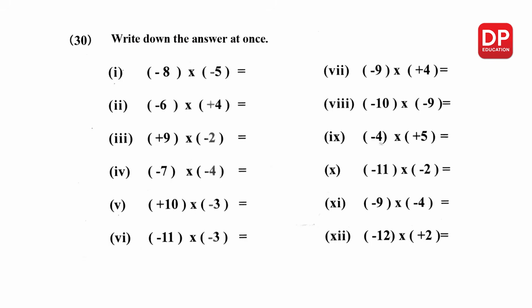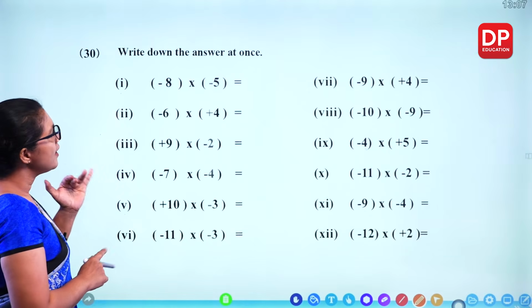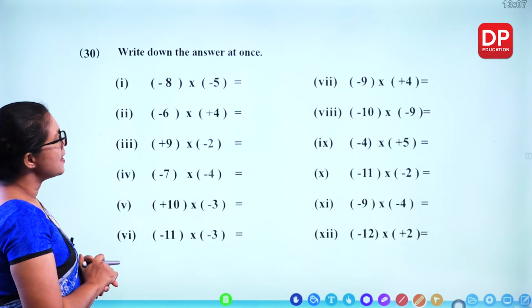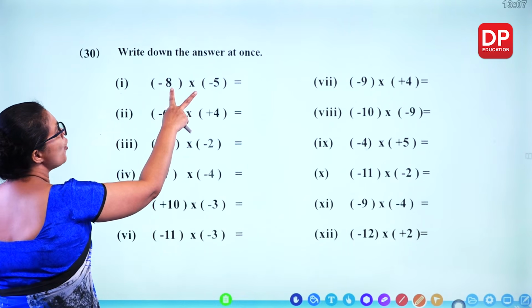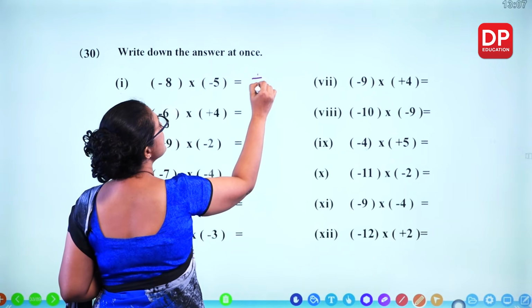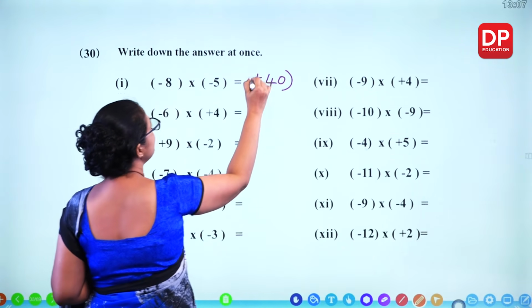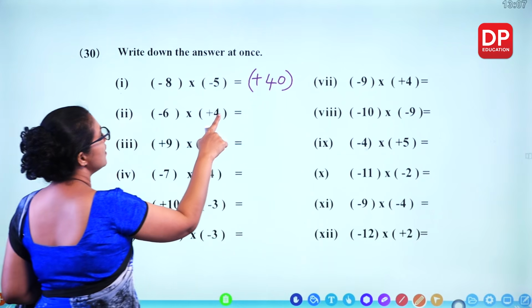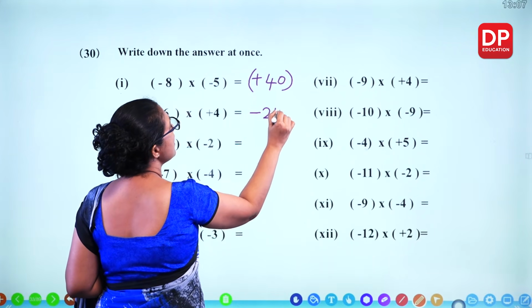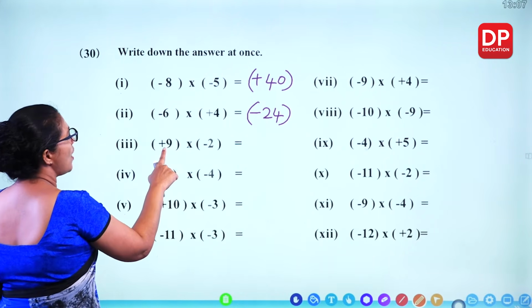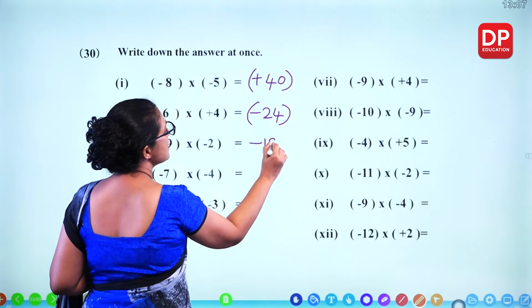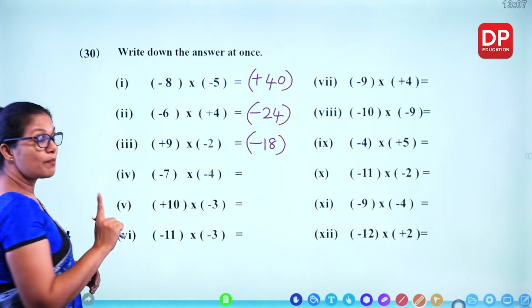Write down the answer at once. Here you get combination. Sometimes positive, sometimes negative. Both negative. Answer is positive. One is negative, one is positive. Answer is negative. One is positive, one is negative. Answer is negative. So you need to multiply separately.